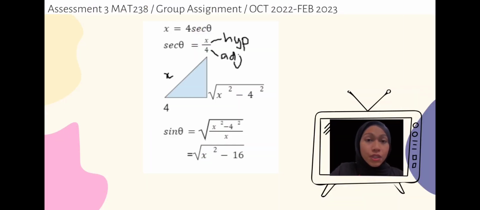Using the radical that we find, that is x equal to 4 secant theta, we are going to draw a triangle. X equal to 4 secant theta. Secant theta equals to x over 4. X is the hypotenuse over 4. 4 is the adjacent. We draw the right triangle. Here, we label it x, and over here, we label it 4. And then we need to find the opposite one. The opposite one is square root of x square minus 4 square.